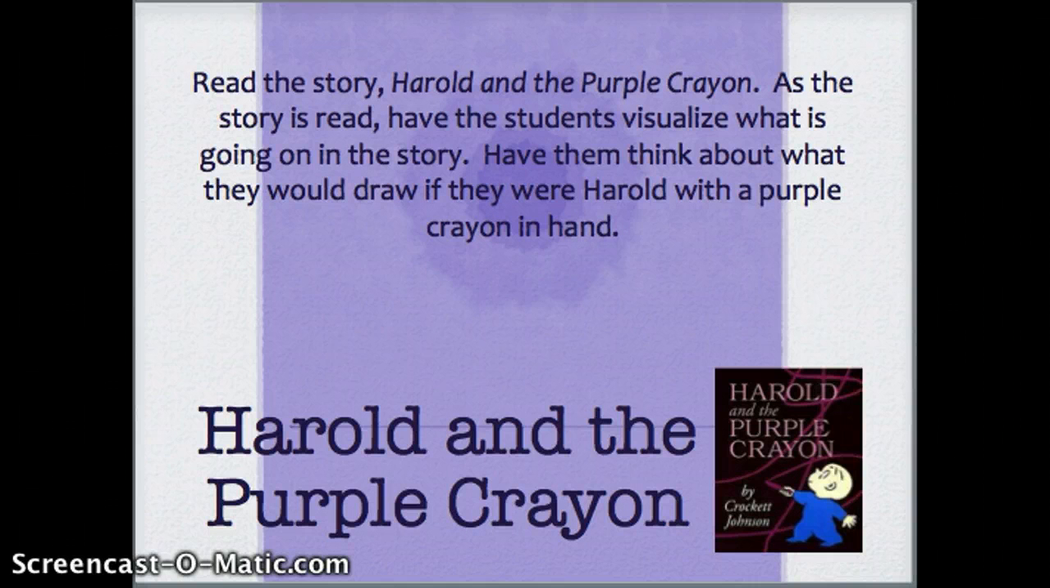For the Harold and the Purple Crayon lesson, the first thing to do is read the story Harold and the Purple Crayon. And as the story is read, have the students visualize. That means think about in their mind what they're seeing or what they're hearing in the story, what is going on in the story. Have them think about what they would draw if they were Harold with a purple crayon in hand. This is the time that they are thinking as they're listening to the story being read out loud.